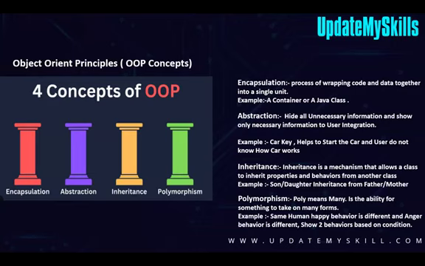The second one is polymorphism. Poly means many. Poly means many. It is the ability of something to take on many forms. You might have seen many forms in your day-to-day life.